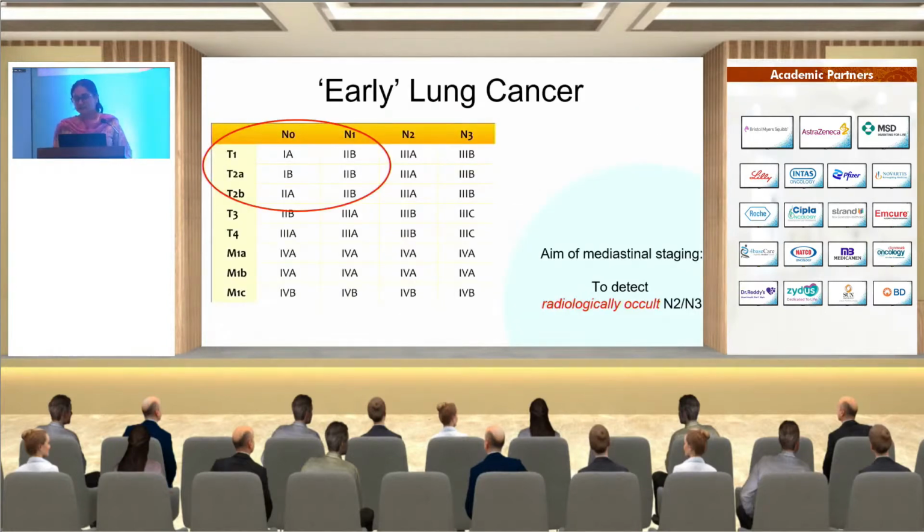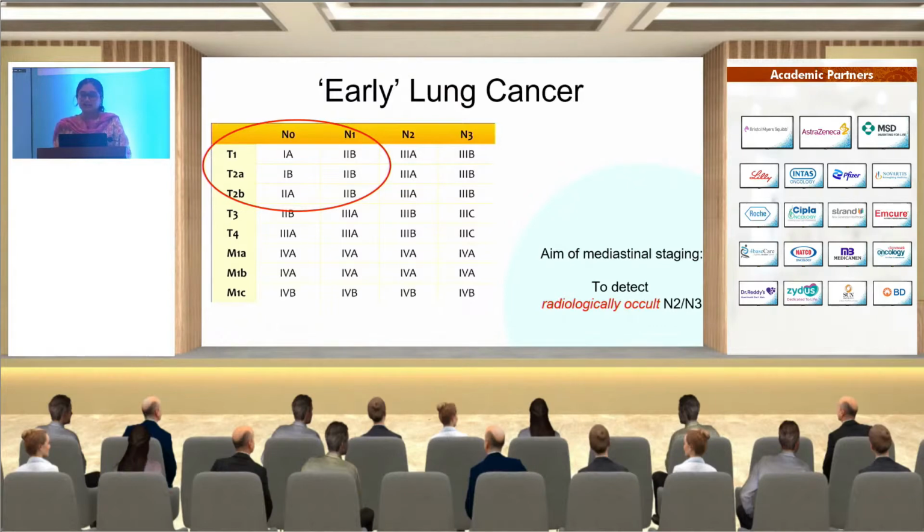Since we're kickstarting the session with this talk, let's begin with what exactly we characterize as early lung cancer. So according to the AJCC staging, which is the 8th edition that we're currently using, anything that is T1, T2, or N1, N2 is early lung cancer. That means any tumor which is up to 4 centimeters in size and node negative, or at the most hilar node positive. These are the ones that come under early.